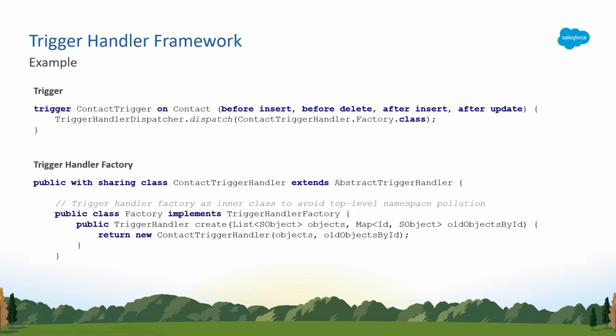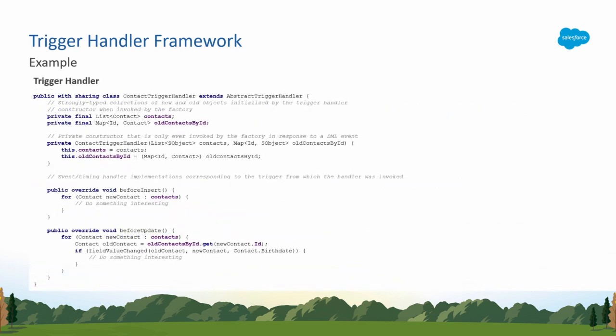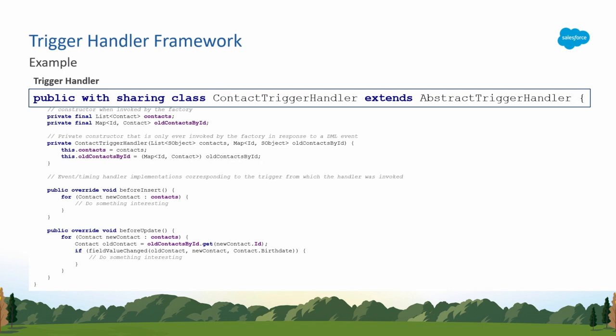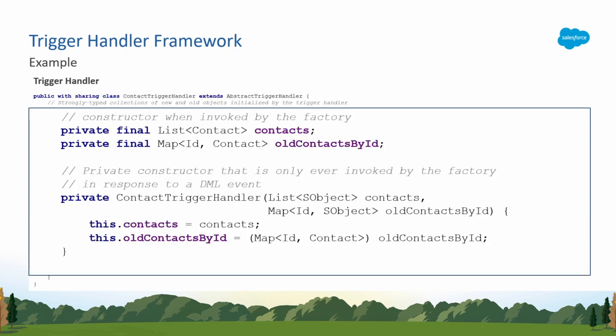And so here's what that looks like. I know you can't read this one, so we're going to actually do some zooming. So first thing you need to do is you need to either implement trigger handler or extend abstract trigger handler. And then notice it's a private constructor. There's no reason this would ever be called by anything other than your trigger handler factory. And if your trigger handler factory is an inner class, you have valid encapsulation there.